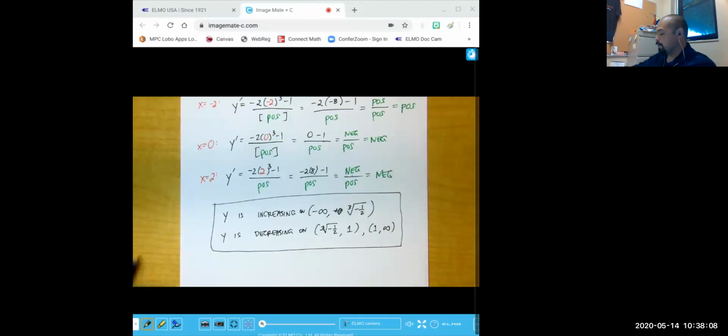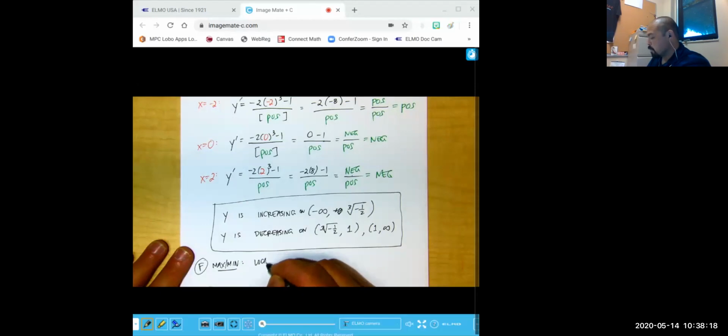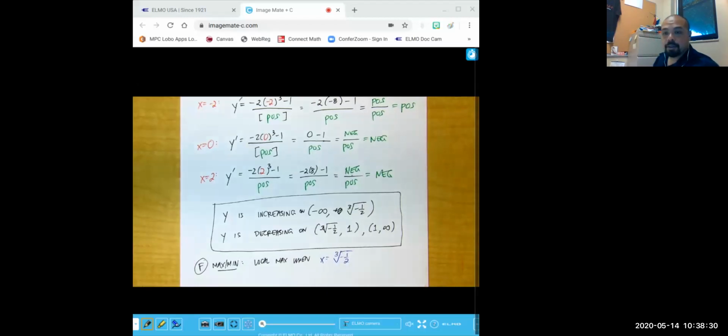So for part F, our max and min, that first derivative test, we're going to have a local max when x equals that cube root of negative 1/2, that critical number where we change from increasing to decreasing. There's going to be no local minimums.